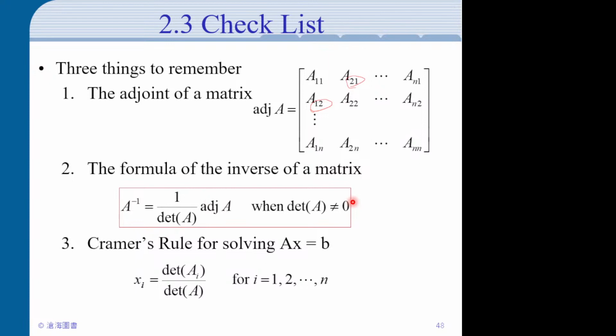And the formula for solving Ax equal to B is the determinant of A divided by... you have a determinant of this Ai, where Ai once again is A, but with the ith column replaced by B. And you calculate the fraction of those two determinants.